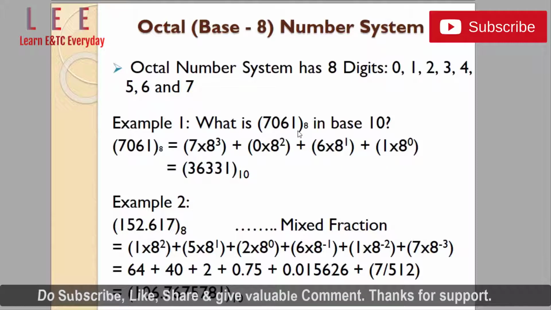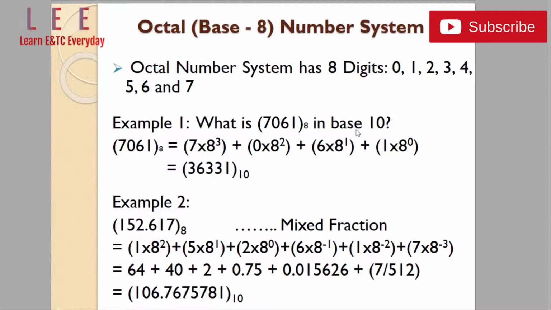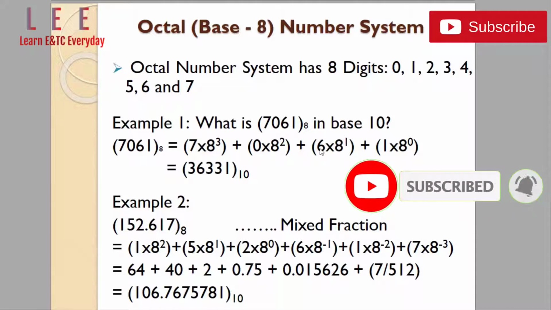Here we are converting an octal number system. Base 8 means octal number system. It is also represented by base O, so O stands for octal, 8 stands for octal, correct. The octal number has to be represented in decimal form. We'll use product and sum. So this is my 8 to the power 0, this is 8 to the power 1, 8 to the power 2, 8 to the power 3. So we can write 7 into 8 to the power 3, 0 into 8 to the power 2, 6 into 8 to the power 1, 1 into 8 to the power 0.